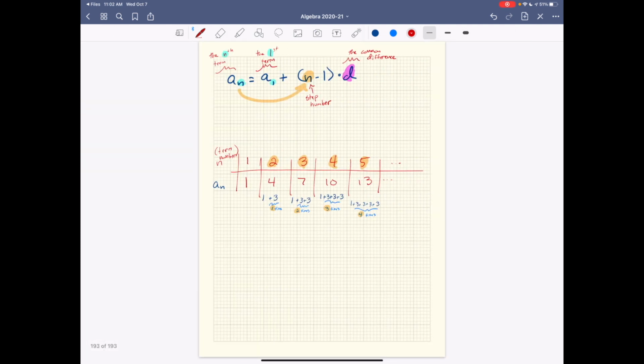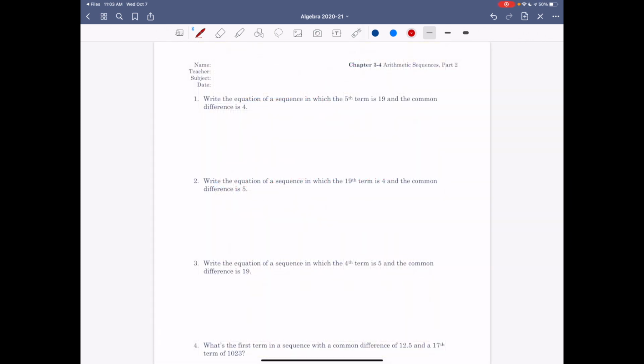But you've got a new worksheet. You guys see what I passed out? Yes. So let's work on that. We've got 20 minutes. Write the equation of a sequence in which the fifth term is 19 and the common difference is 4.